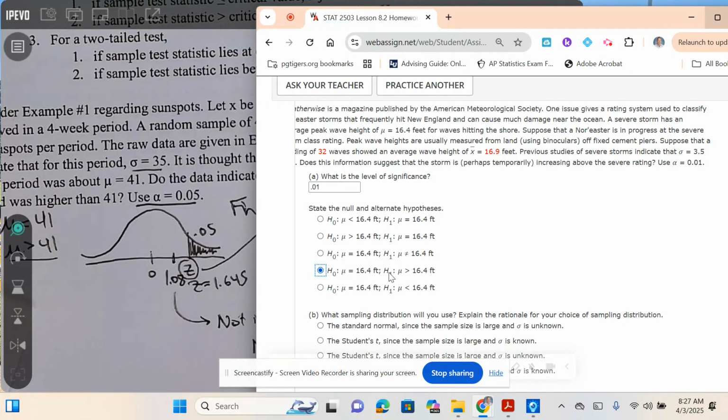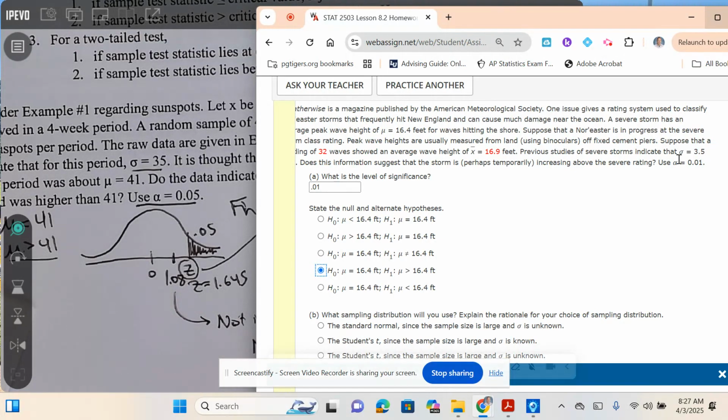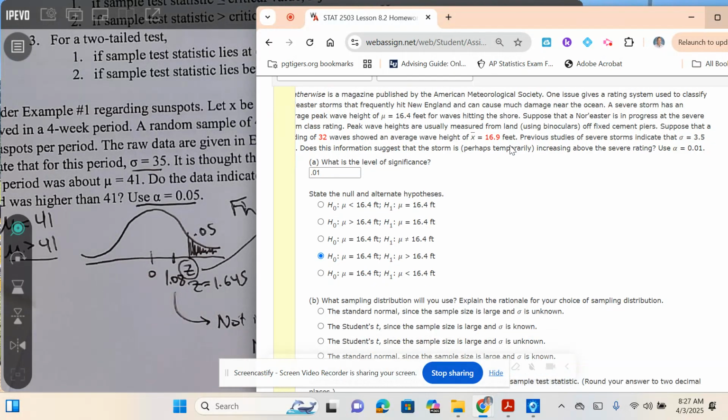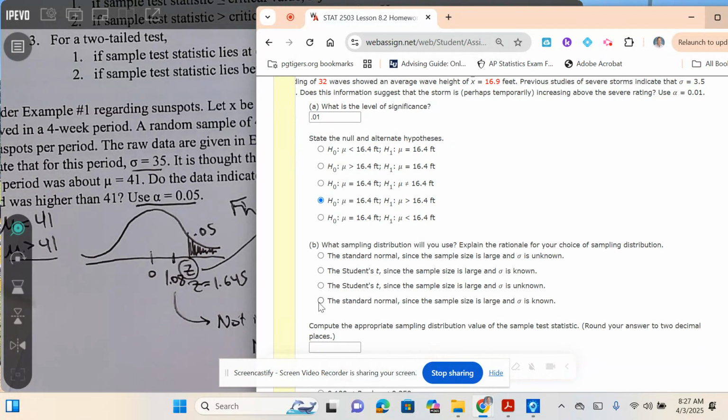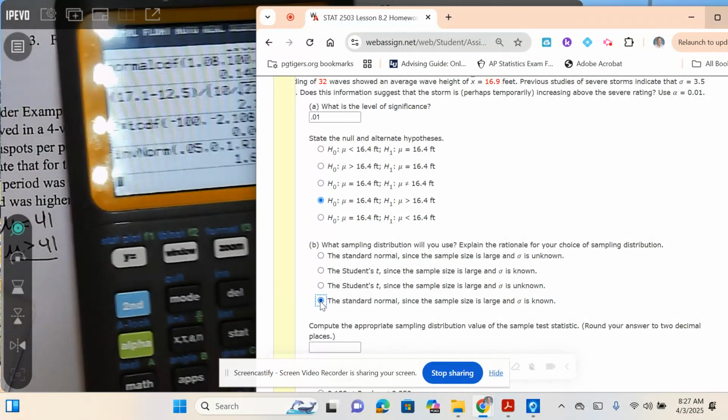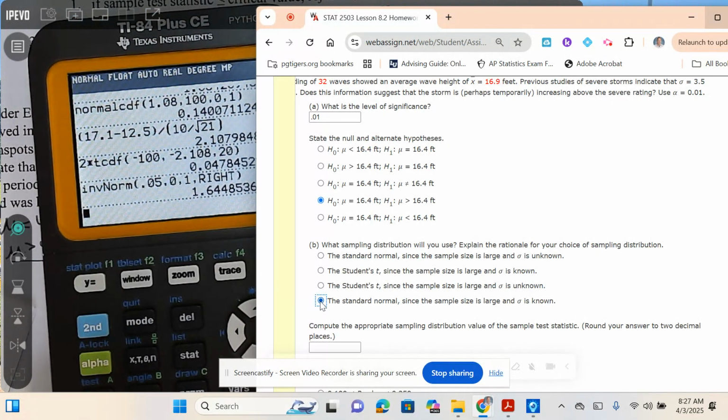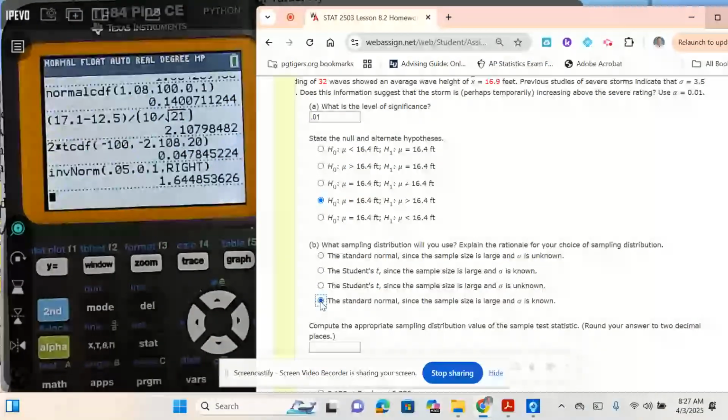What distribution will we use here? Well, the question is, do we know the population standard deviation? Do we know sigma? Yes. So if sigma is known, we use the standard normal. Now, the standard normal, if you want to do it by technology, you have to use your calculator. This is a z-test, standard normal z-test. Your SALT will not do this for you.